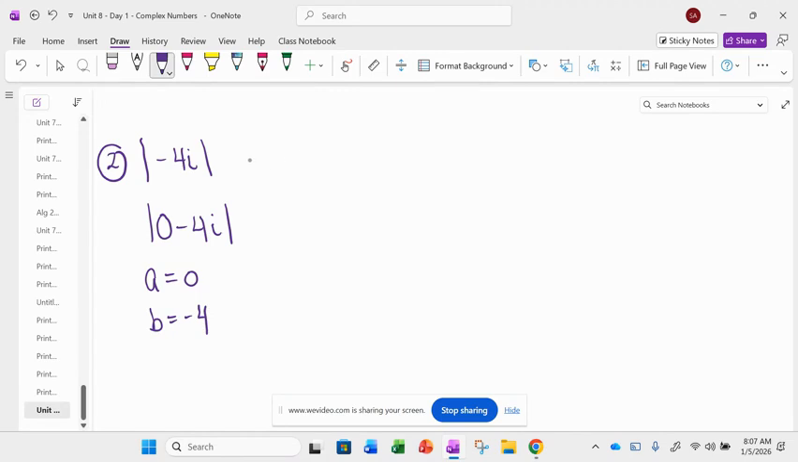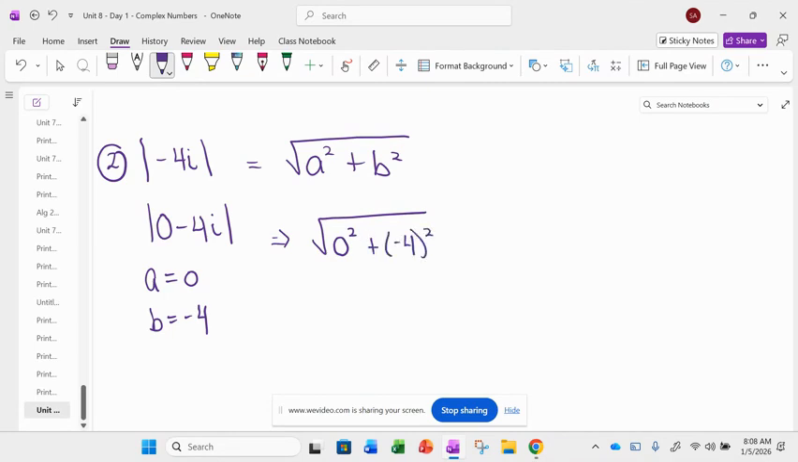And to find the absolute value, it's going to be the square root of a squared plus b squared. So my a is 0, so this is 0 squared plus negative 4 squared, which is going to be the square root of 16, which is 4. Okay, you guys try this one. The absolute value of negative 3 minus 4i.